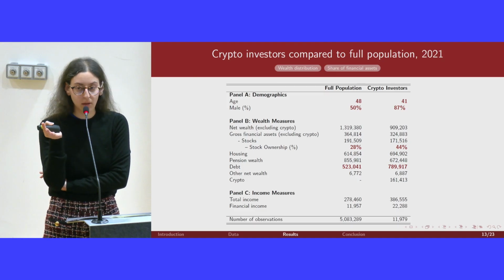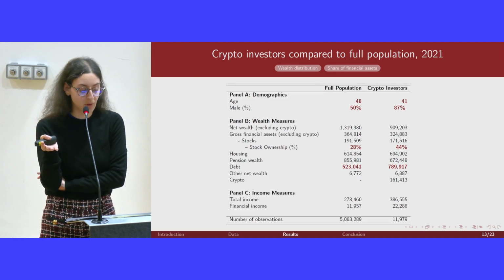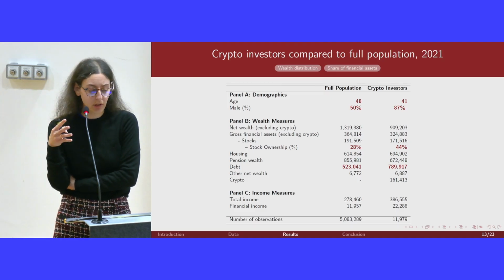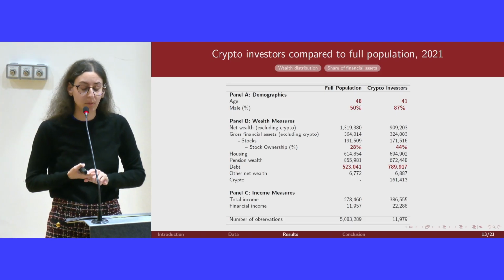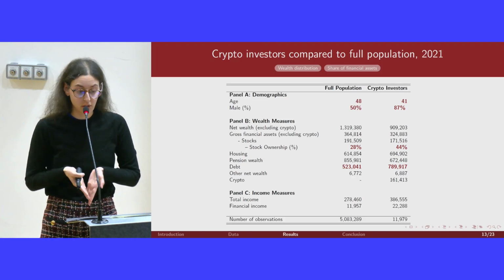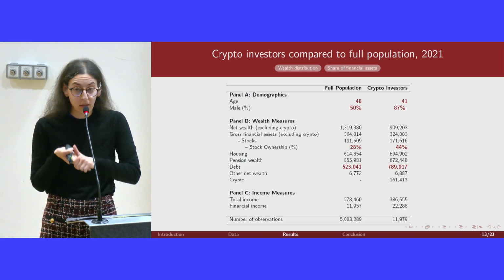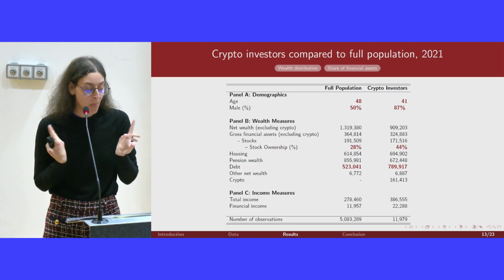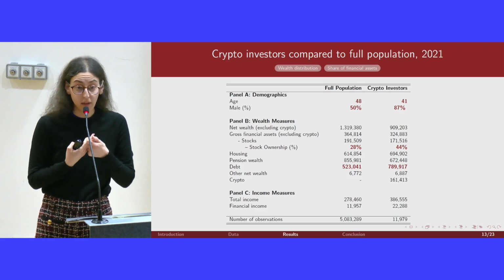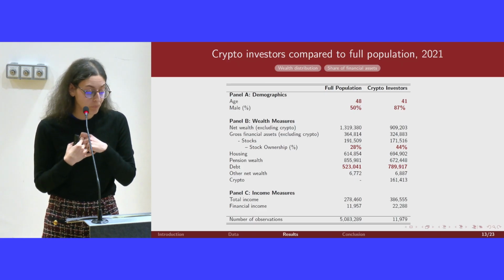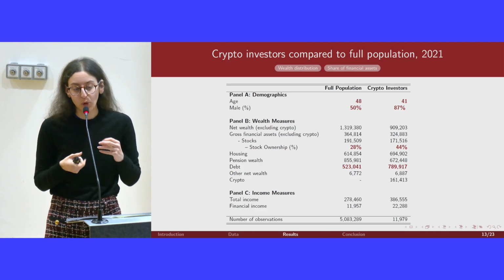And this is a bit similar to what we find in the paper that Andreas presented. Who are these crypto investors? Some descriptives around them. So here we have the full population and our crypto investors on the domestic platforms. The crypto investors are younger. They are male, like 87%. They own more stocks. They are not necessarily wealthier, and they seem to be more indebted as well.